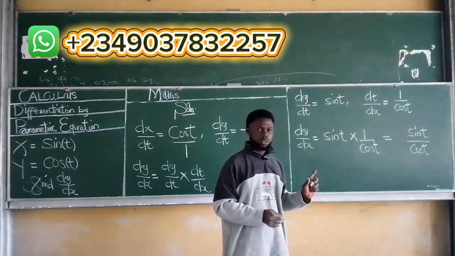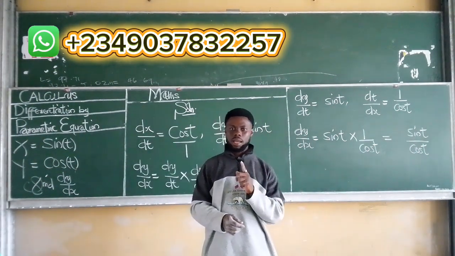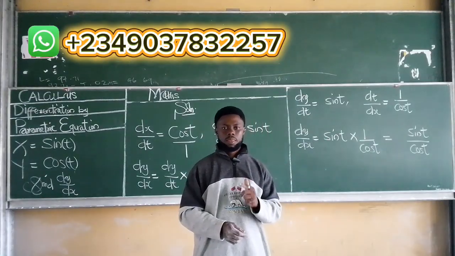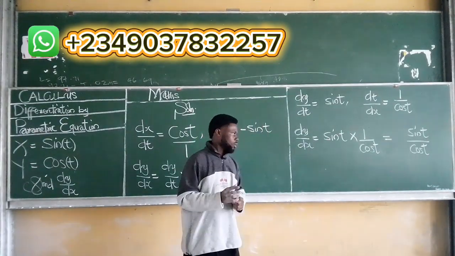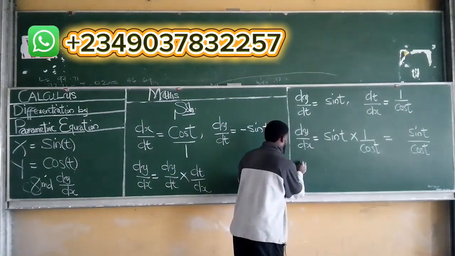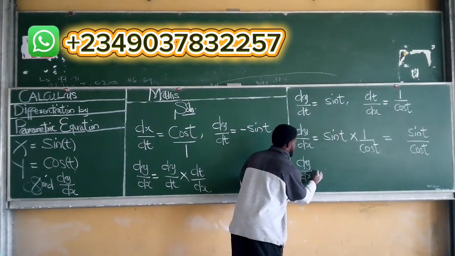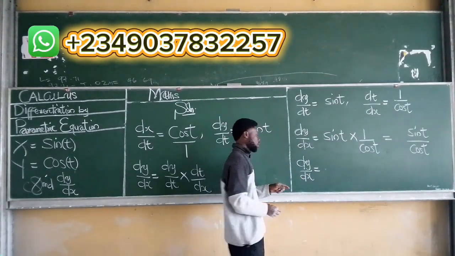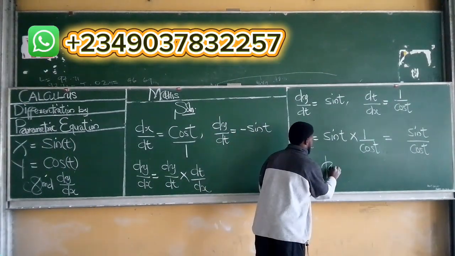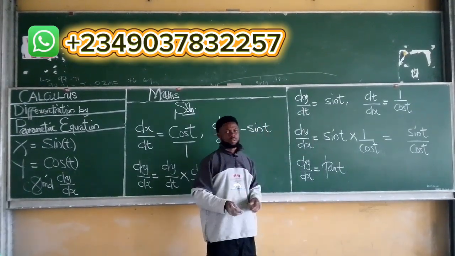In trigonometric ratios, one of the identities states that sine t divided by cos t is going to give tan t. So we have dy over dx is equal to sine t over cos t, which gives tan t, which is the final result.